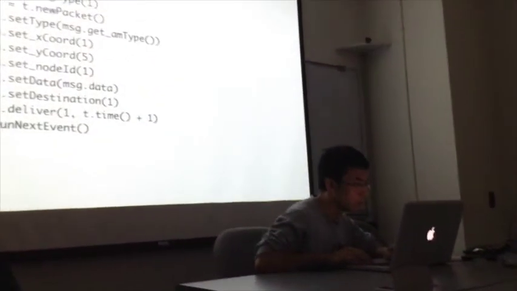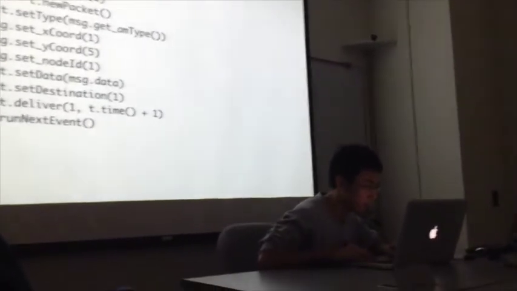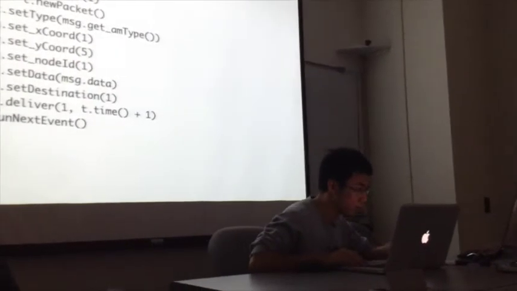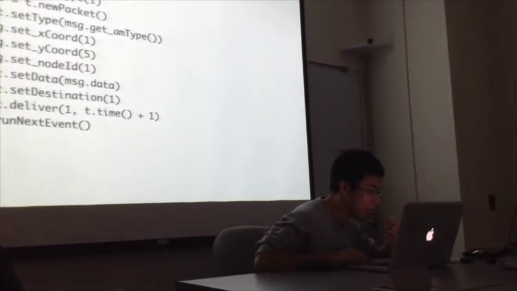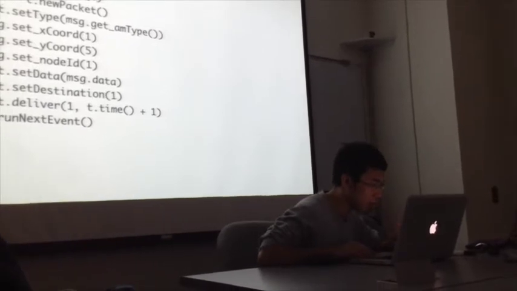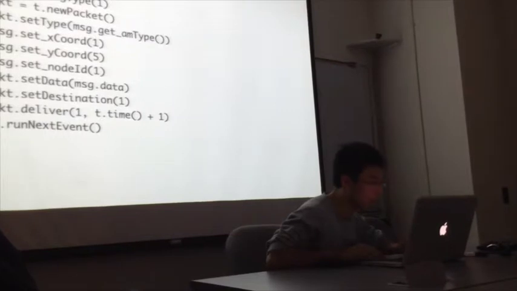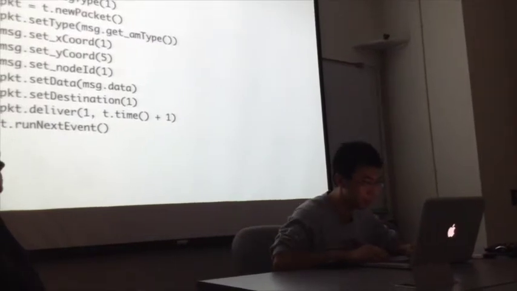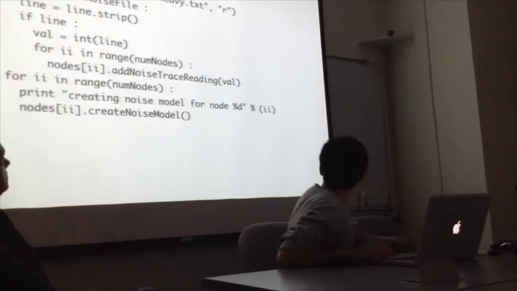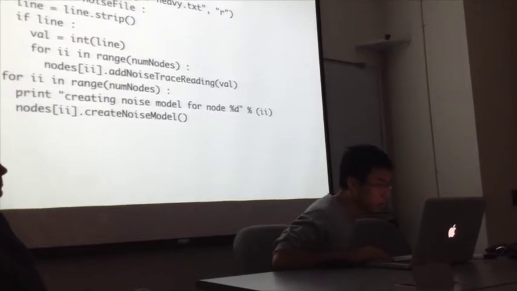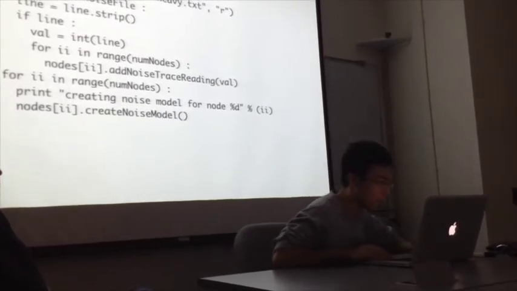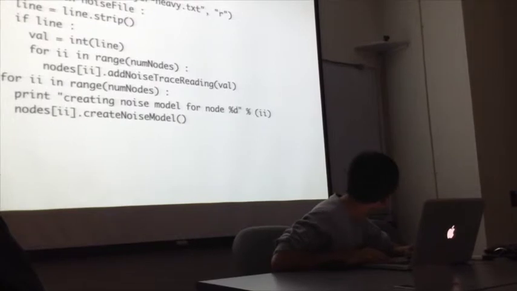Here is how we make the configuring information. We give the packet the message type, X coordinate, Y coordinate, node ID, destination, and the time to deliver it. And here is the way we built a noise model. Without a noise model, the communication doesn't work.